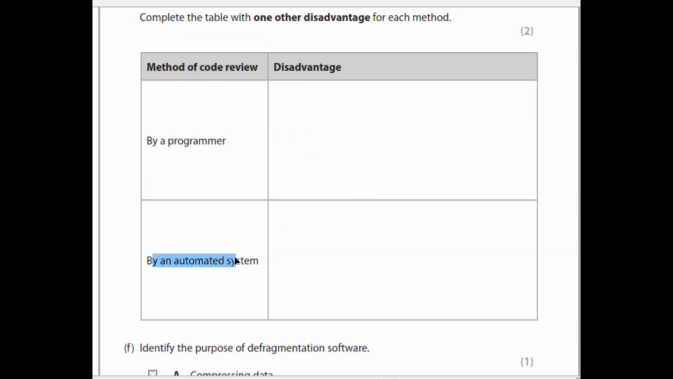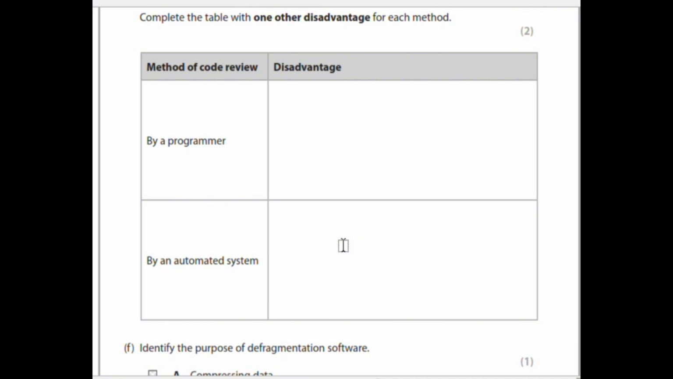And it requires an experienced programmer. You cannot just take an amateur and tell them to test. So for that purpose, it means that you need an experienced programmer to do the testing. What about the automated systems?